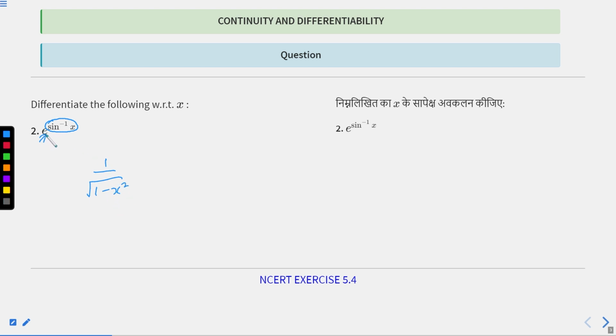Now derivative of e^x is e^x. This means e^(sin x). So you will have your answer as 0. Obviously we are taking x belongs to the open interval minus 1 to 1, as the denominator cannot be 0. That's why I am taking the open interval minus 1 to 1, and inside the root we cannot take negative values. So you will get this as your answer.